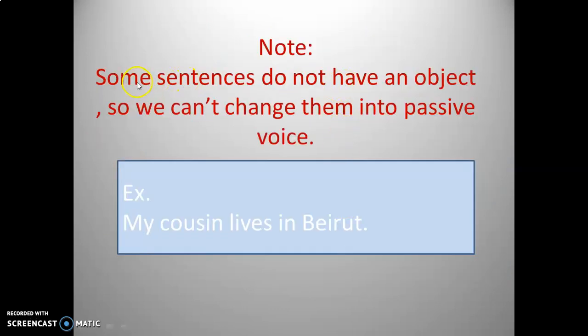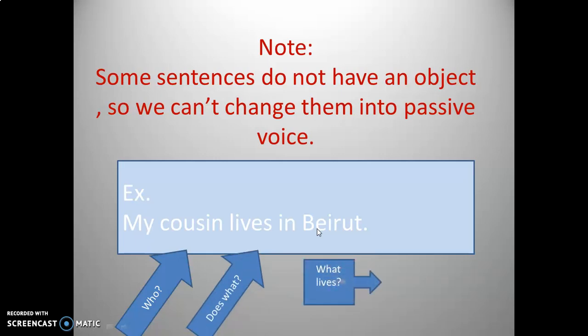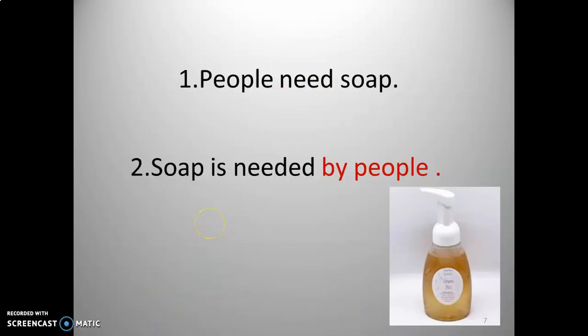Note: some sentences do not have an object, so we cannot change them into passive voice. Example: my cousin lives in Beirut. Who lives in Beirut? My cousin. Does what? Lives. What lives? Whom lives? I have no answer. That means I don't have any object. That means I cannot change this one from active voice into passive voice.